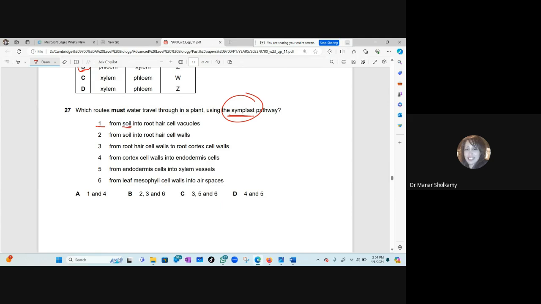Apoplast or symplast? Mariam, can you help him? Habibi, it will enter the vacuole, so it will cross a cell membrane. It will enter a cytoplasm. So how can one be apoplast? You're giving me a hard time.